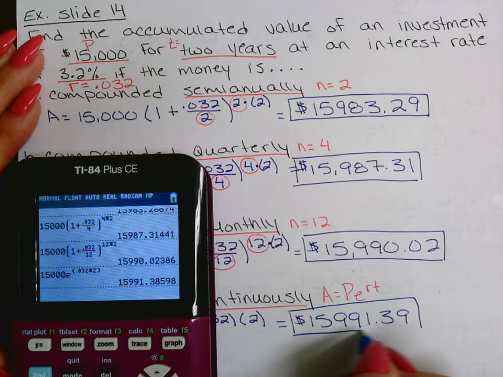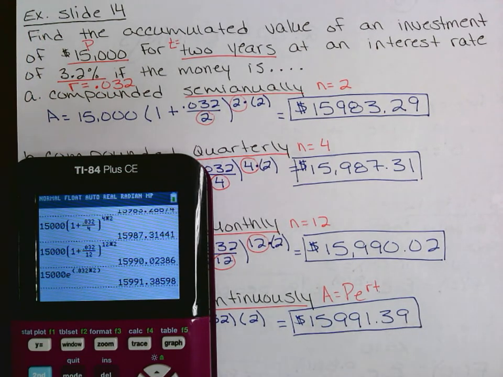Okay? So we were mentioning that how you compound it doesn't make that big of a difference on how much money you make. The biggest things that'll make a difference is how long you leave your money there, how much money you put in, and what your interest rate is. All right, and that closes off this lesson.